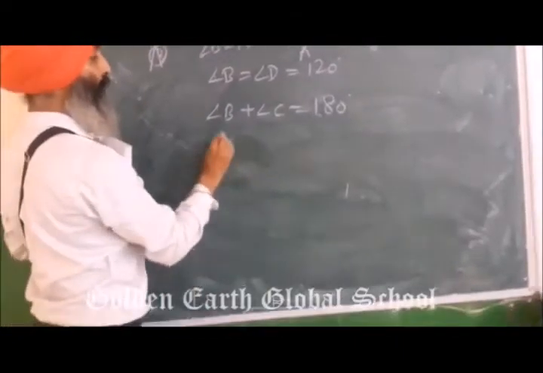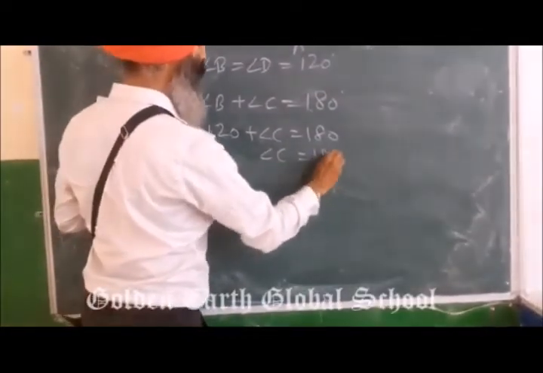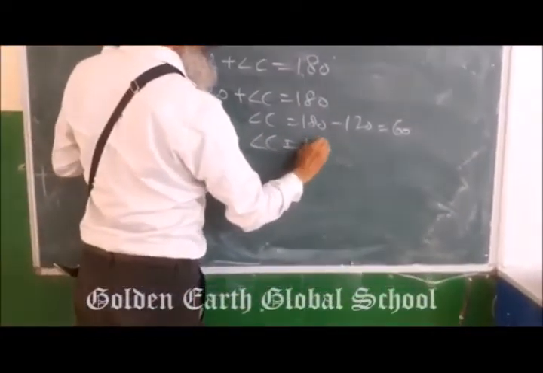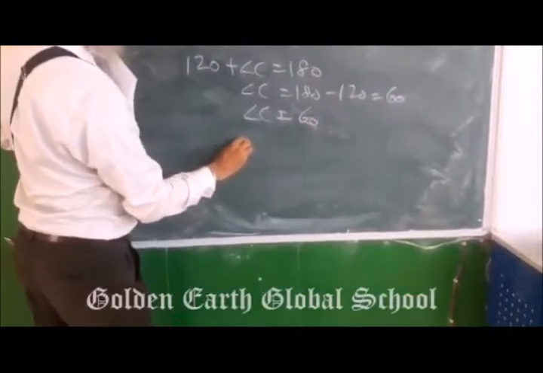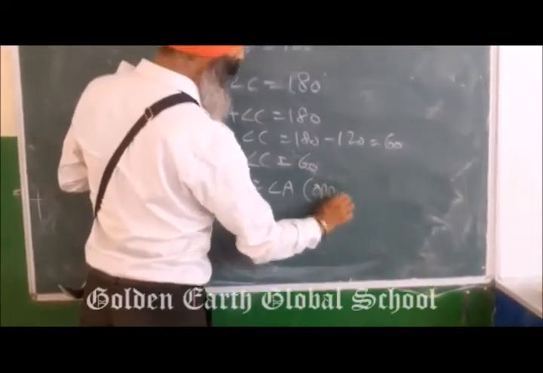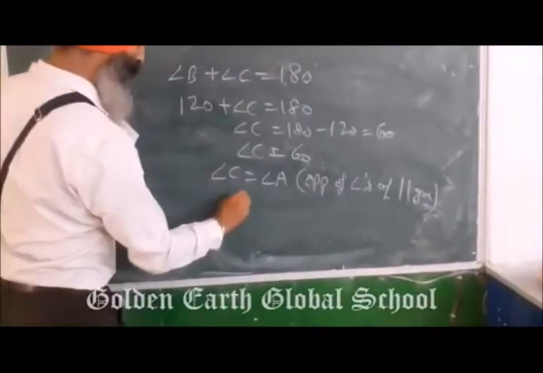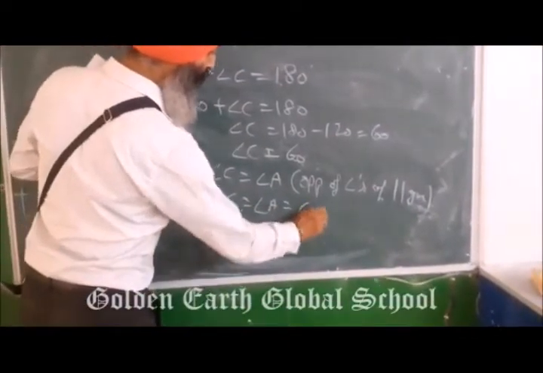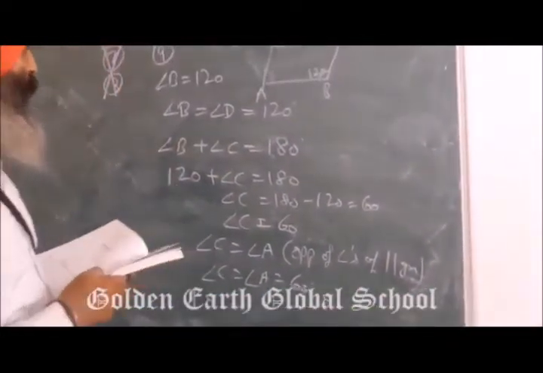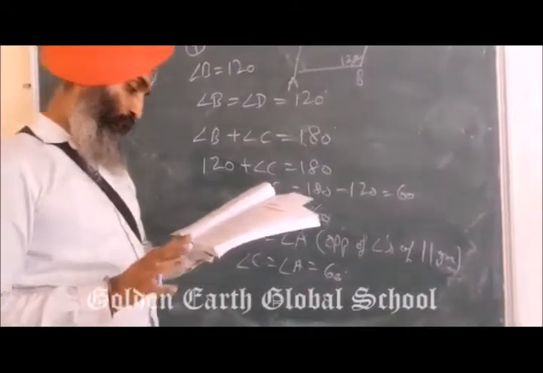So angle B is given as 120. You can find angle C by subtracting it from 180, that is 60 degrees. Angle C is equal to angle A because they are opposite angles of a parallelogram, and they are also equal. So of all four angles, A and C are 60 and B and D are 120.